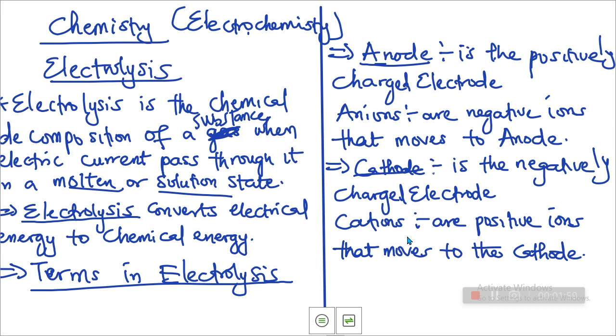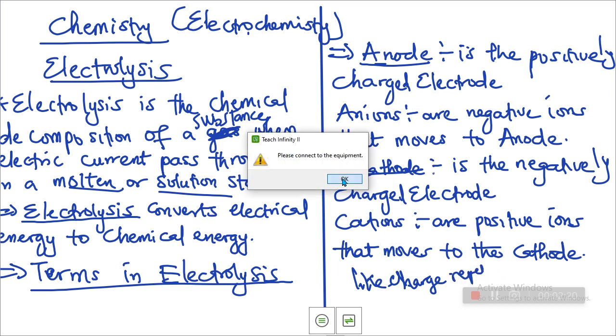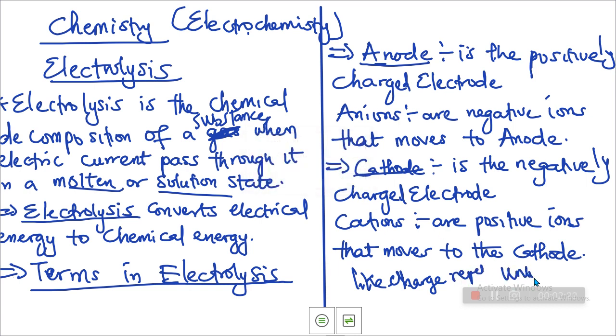Now, what are cations? You know that the cathode is negative, so cations will be positive. And why is it that positive ions move to the cathode, which is negatively charged? Don't forget that law in physics that says like charges repel and unlike charges attract. Like charges are plus and plus, they repel. Plus and minus, they attract.